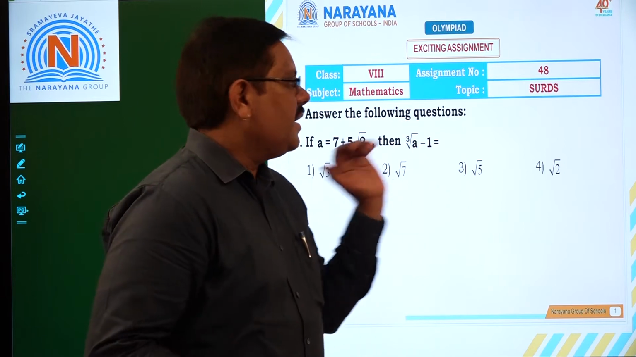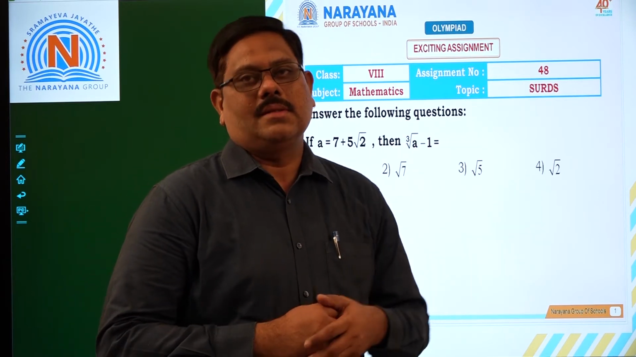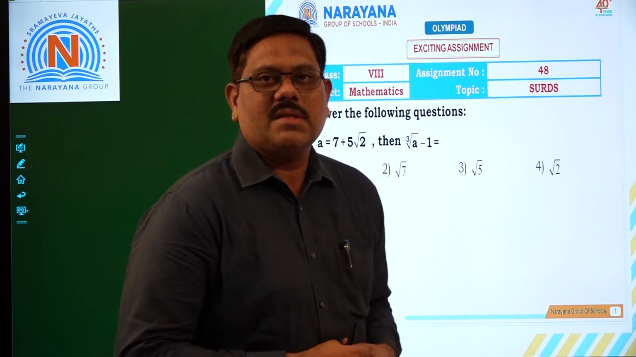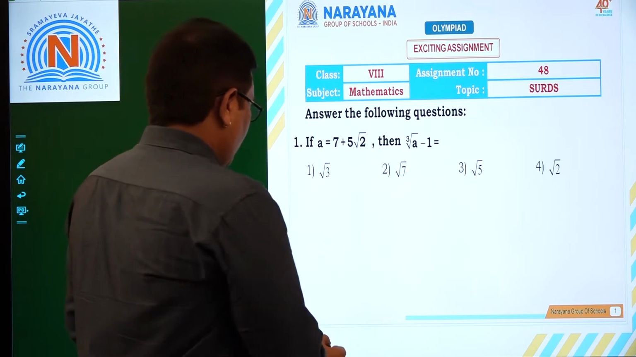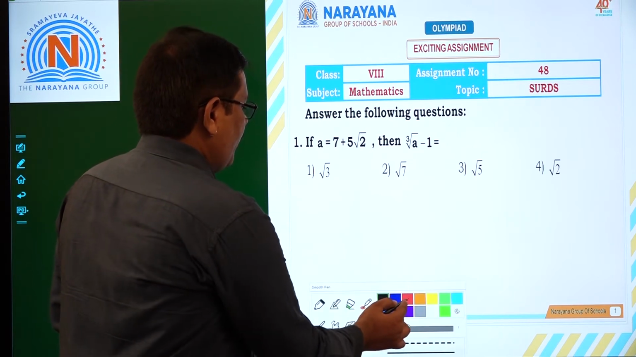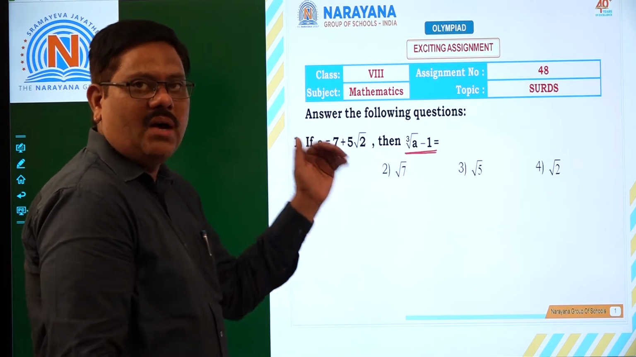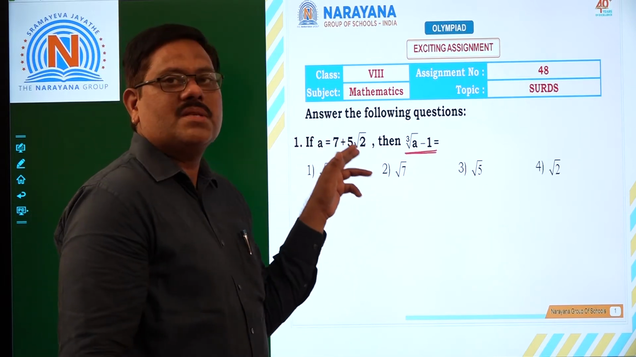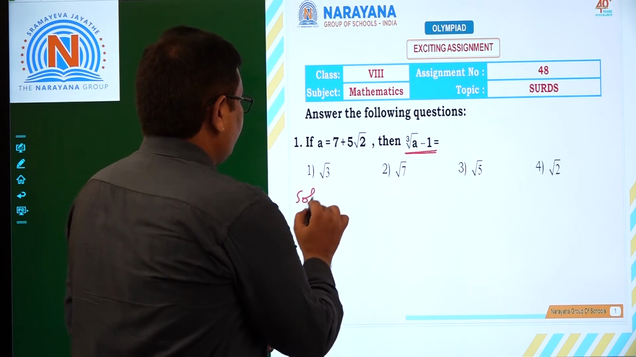Today for class 8 students, we are going to discuss assignment number 48 on Surds. Okay, now we'll see the first question. The first question is, if A is equal to 7 plus 5 root 2, then what is the value of cube root of A minus 1? So we have to find out the cube root of 7 plus 5 root 2. That is the task for us. So what is the procedure for that?